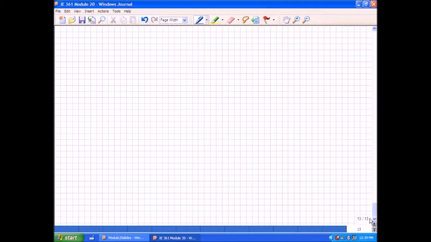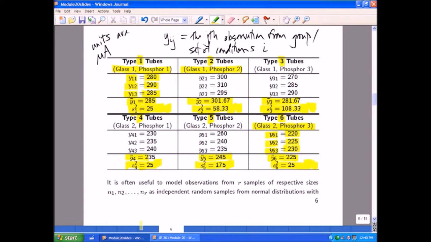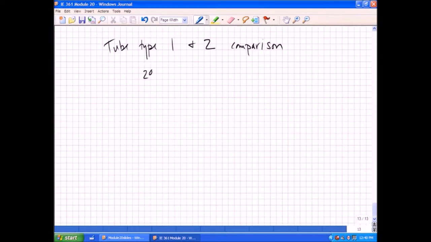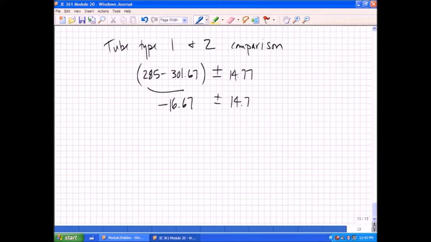For example, if I wanted to compare tube type 1 and tube type 2, if I look back on the data set, that means taking a difference between y bar 1 of 285 and y bar 2 of 301.67, and if I take the difference 285 minus 301.67 and hedge that plus or minus 14.77, this difference is minus 16.67.